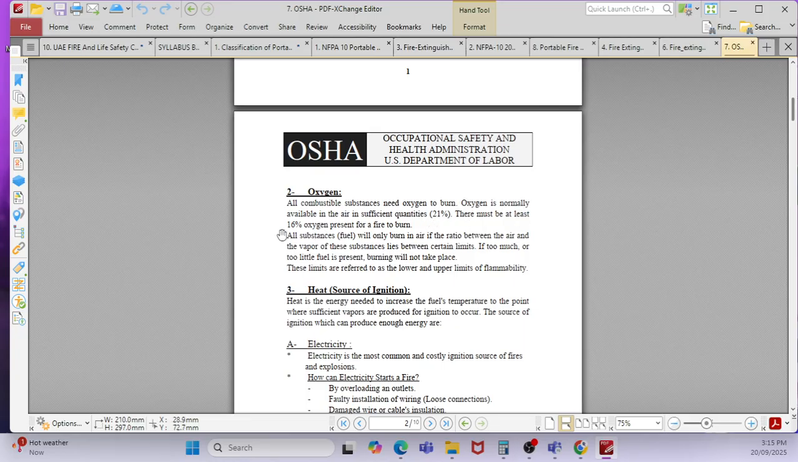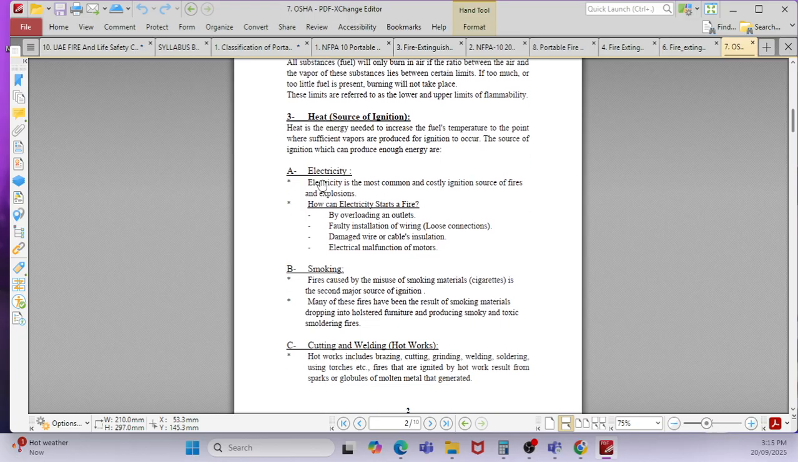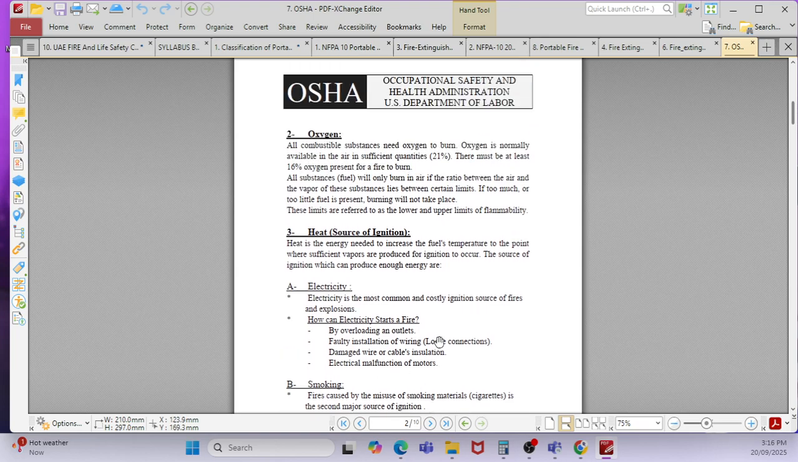There must be at least 16 percent oxygen present for a fire to burn. So if it goes less than 16, your fire will extinguish, cannot continue. Yeah, the heat source of ignition. What is the source of ignition? Okay, you have electricity, smoking, cutting, and welding.